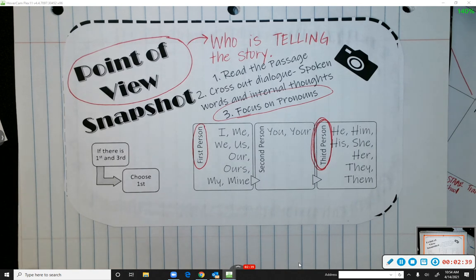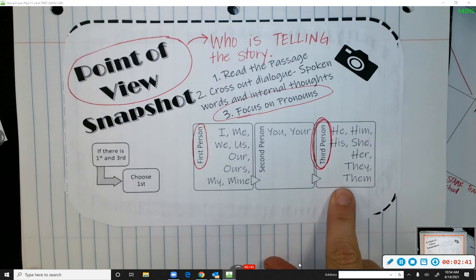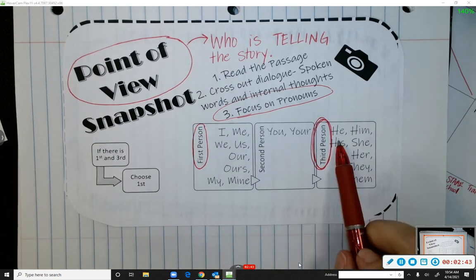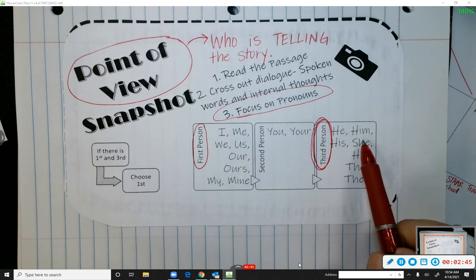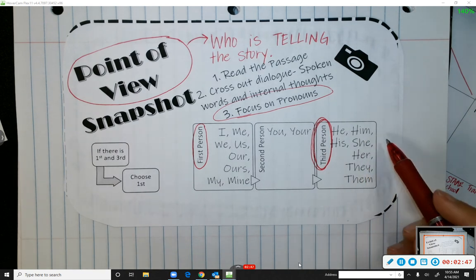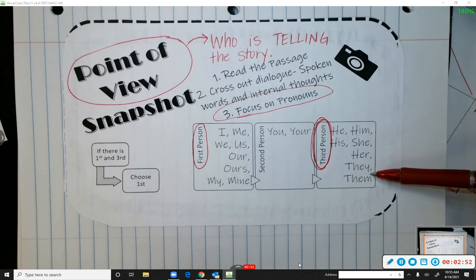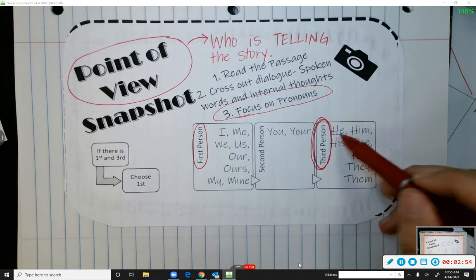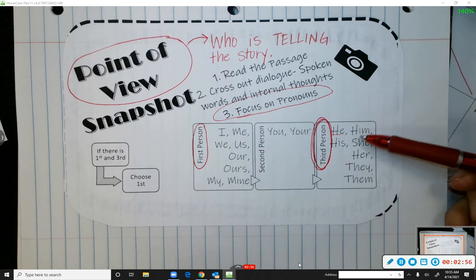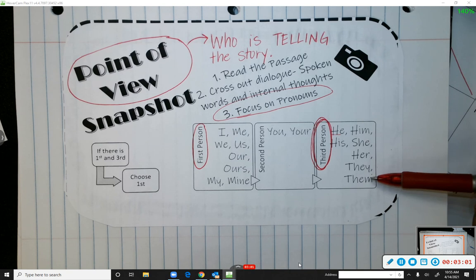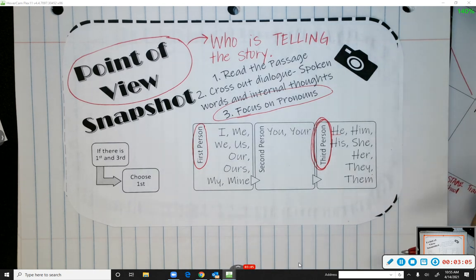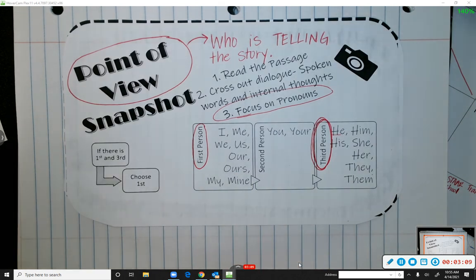Okay? Third person, the narrator is saying he had a great vacation. She was working hard on her schoolwork. So these are the pronouns you would see. He, him, his, she, her, they, them. Okay? So it has to do with how the person writing the story uses pronouns, okay?